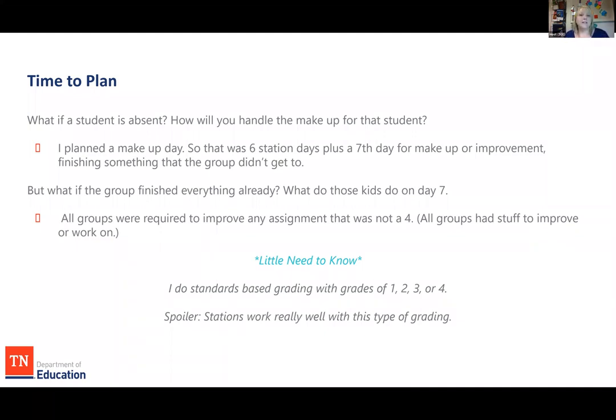And then on day 7, what if a group, all the members had been there and they were already done with everything? Well, I decided if they hadn't made what in my class is a 4, because I do standards-based grading, or an A on their assignment, that they had to improve an assignment. Even if they did well on all their assignments, the one they did the least well on, they had to improve it. That way, everybody was doing something and growing and learning on that 7th day. So that's how I handled those things.